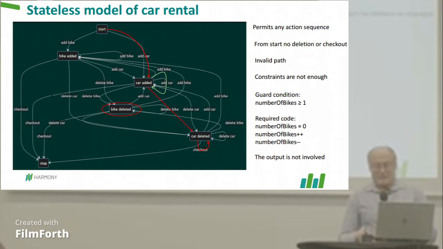And the good news is that based on this model, you can select each test case. So you can traverse this graph to cover each test case which is possible. But there is a problem, the invalid path.